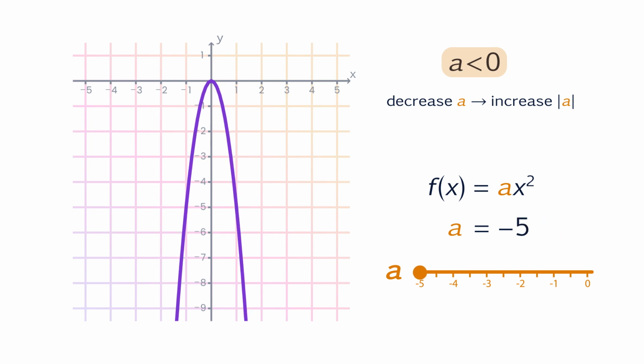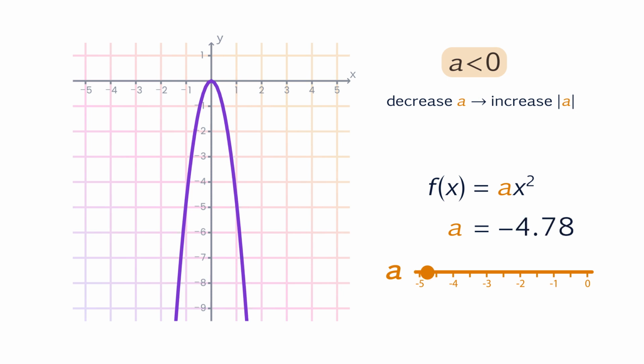Note how the graph's U-shape gets narrower and narrower. So, when a is negative, decreasing the value makes the shape of the parabola, the U, narrower. So again, as long as the absolute value increases, the graph will get narrower.